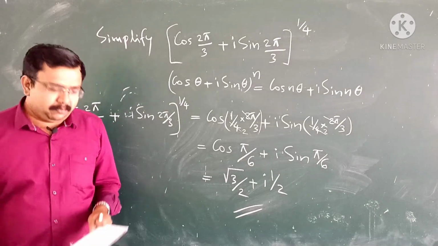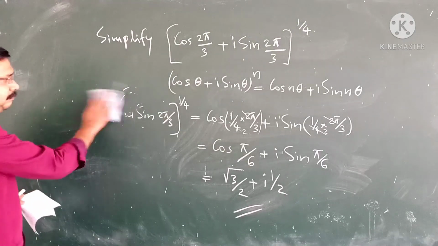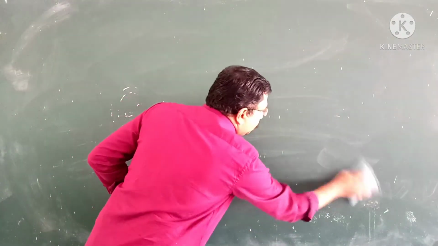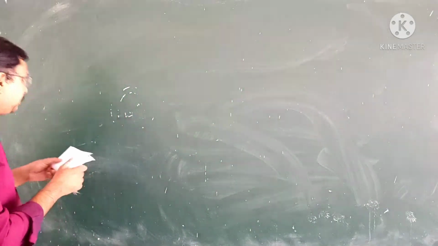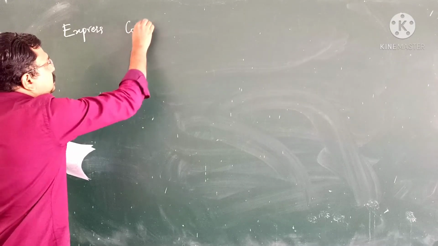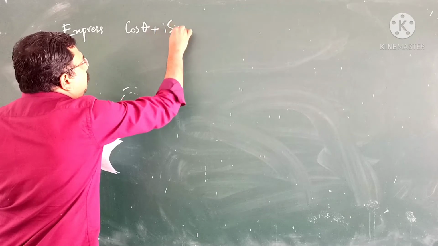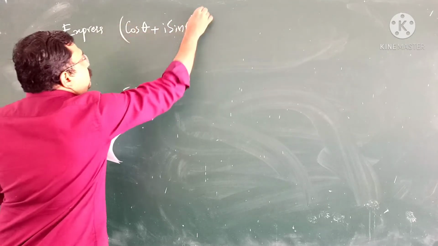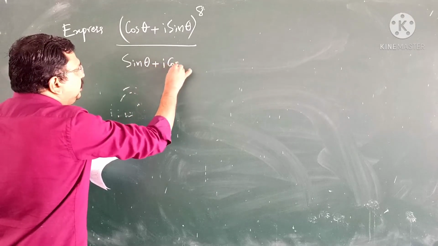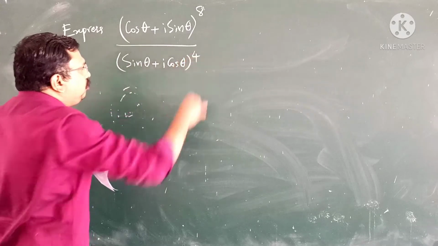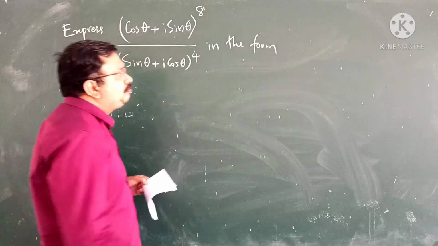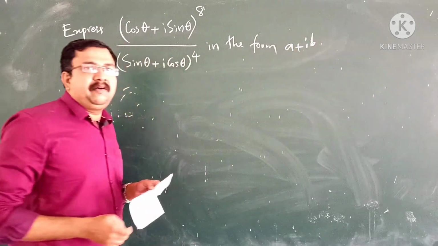Now we can do another problem. Okay, our second problem is: express (cos theta plus i sin theta) the whole raised to 8 divided by (sin theta plus i cos theta) the whole raised to 4 in the form a plus ib. Okay, that is our next question.